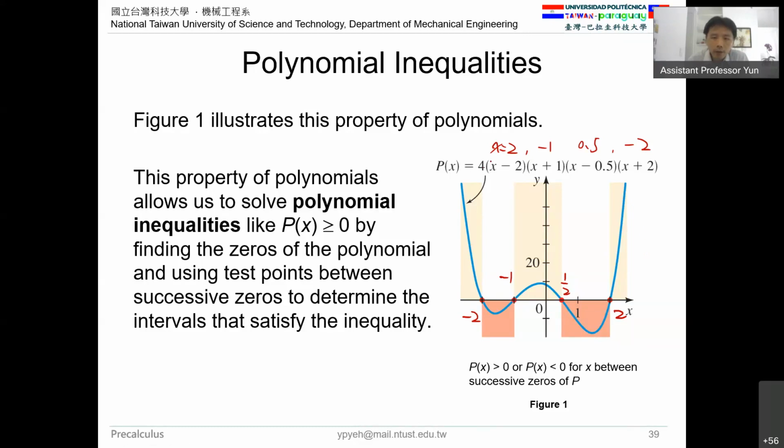And then if we have this polynomial function where p(x) is larger than or equal to 0, then we just find these regions, when p(x) is larger than or equal to 0. But if you are looking for when p(x) is smaller than or equal to 0, then you could find the regions below the x-axis here. Okay.